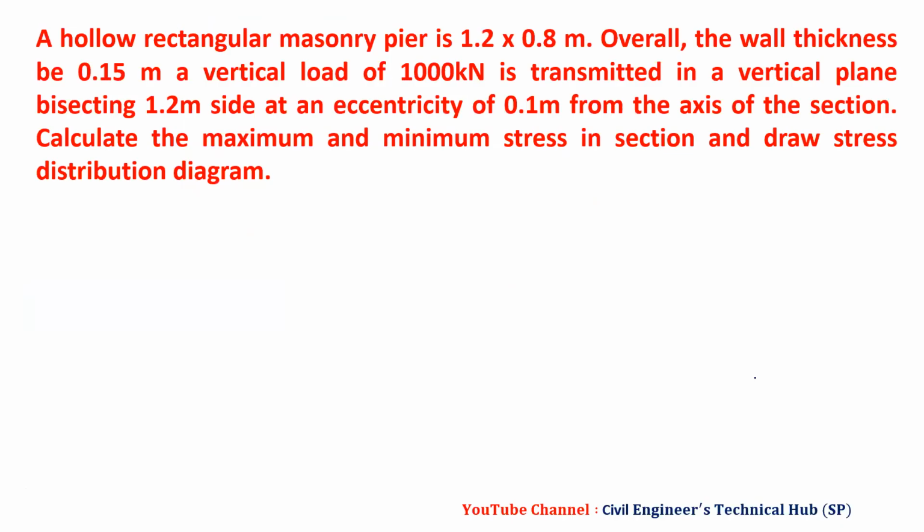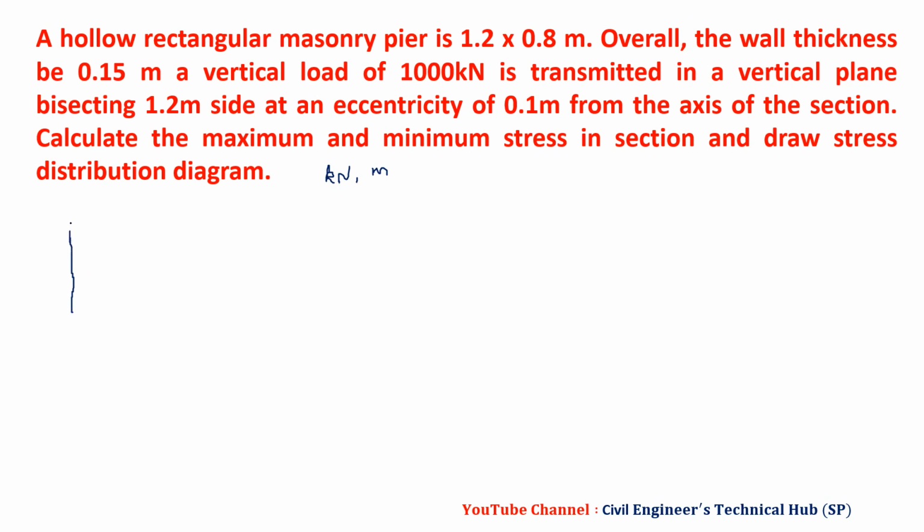A hollow rectangular machinery pier 1.2 by 0.8 meter overall. The wall thickness is 0.15 meter, a vertical load 1000 kilonewton is transmitted in a vertical plane, bisecting 1.2 meter side at an eccentricity 0.1 meter from the axis of the section. Now I will solve this problem with kilonewton and meter, and the next problem with Newton millimeter, so that you can understand, because these problems generally are solved with kilonewton and meter square.